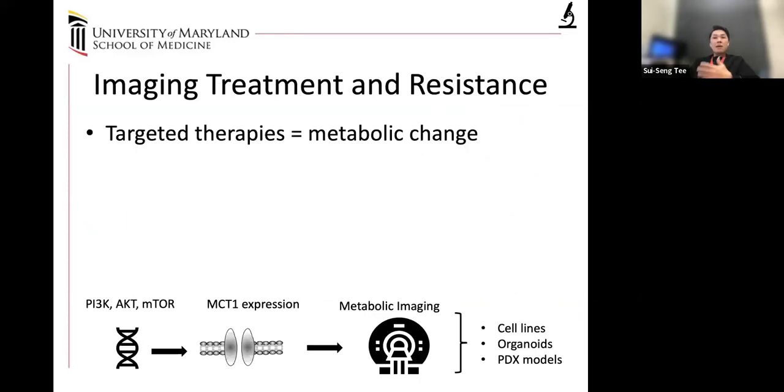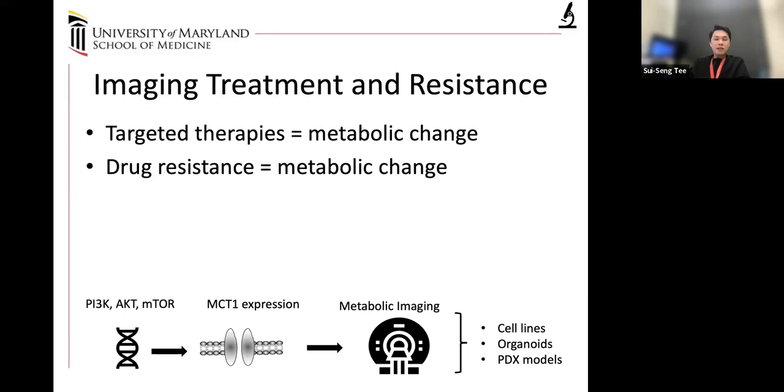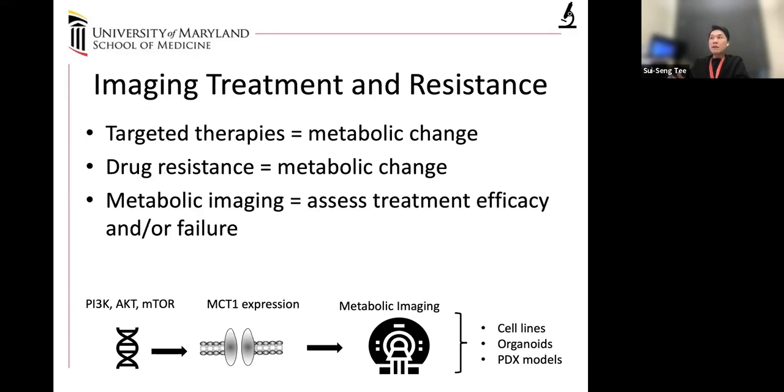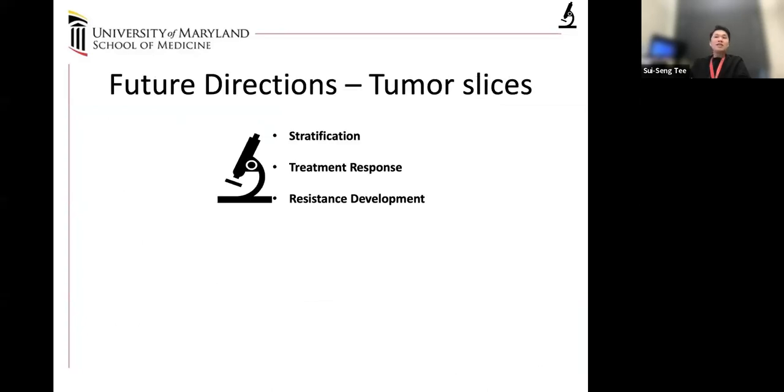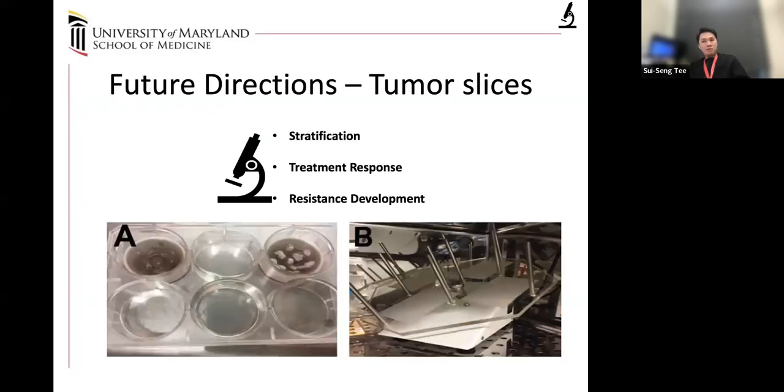This sort of ends my first part, the first case study, where we hypothesize that targeted therapies induce a metabolic change, and it's the same with drug resistance, and metabolic imaging can be used to look at these phenotypes non-invasively. So again, as I've said, future directions include tumor slices.